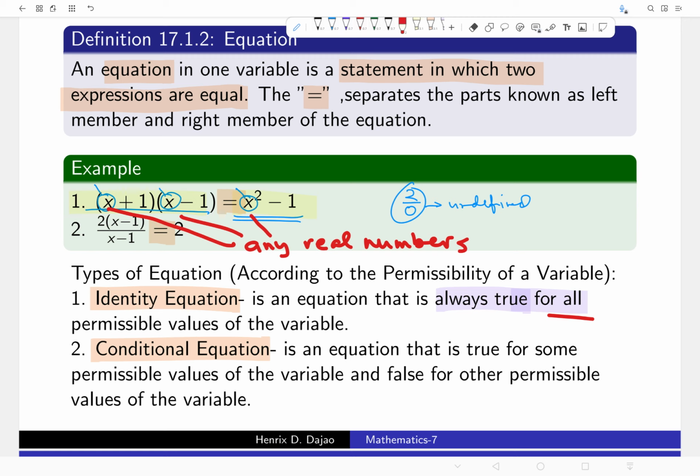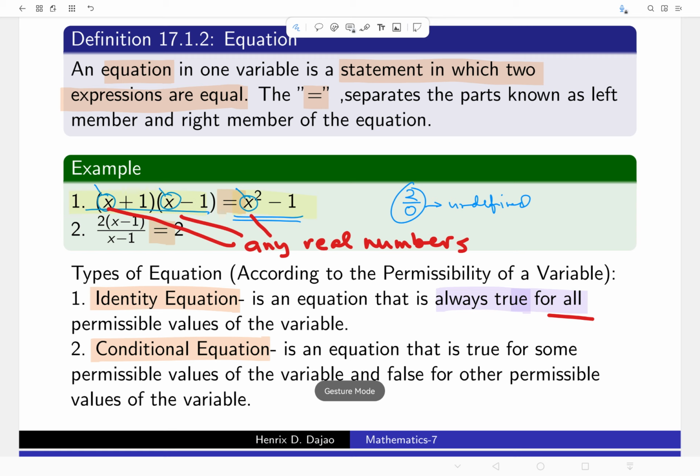Yes. Any real number, if you substitute, let's say 0, will make our equation true. If you substitute here, for instance, 0 plus 1 times 0 minus 1, is it equal to 0 squared minus 1? In this case, we have 1 times negative 1, which is negative 1. Here our answer is negative 1. So negative 1 is equal to negative 1.